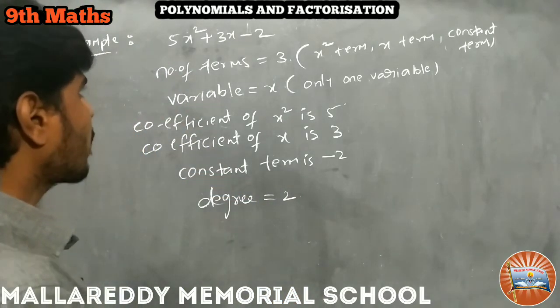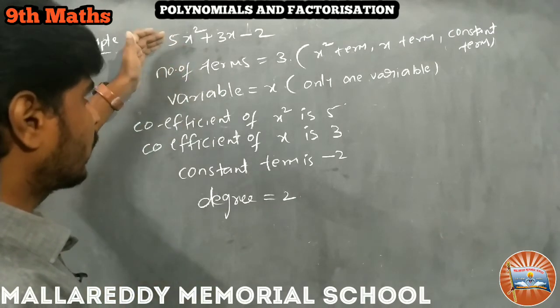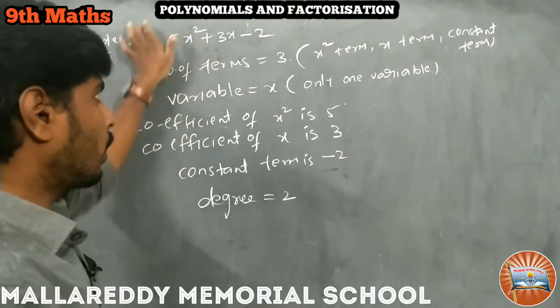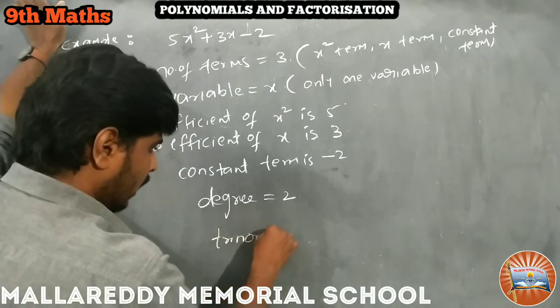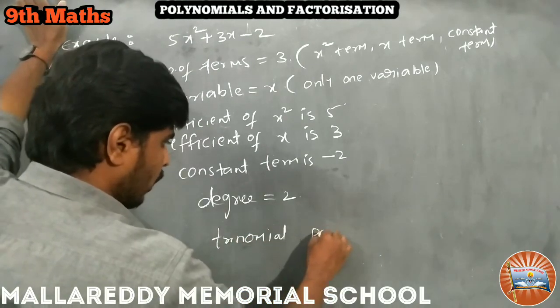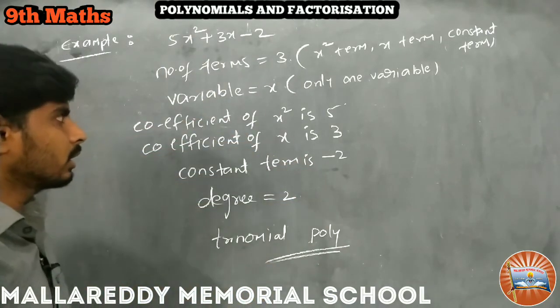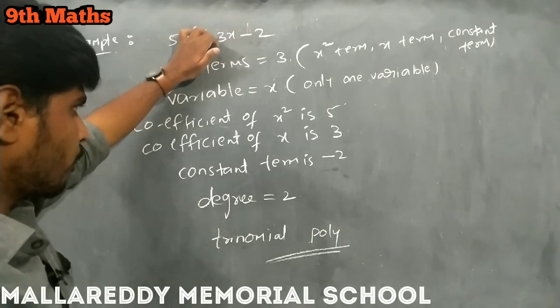And what is remaining? The involved terms are 3: 1, 2, 3. So this is a trinomial. This is the trinomial polynomial. This is about this example.